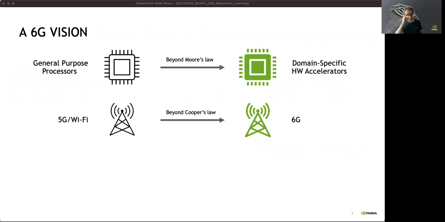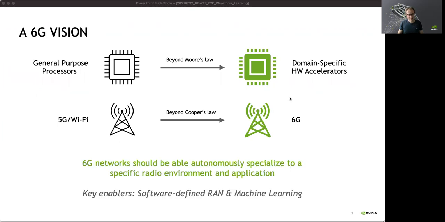Wireless communication systems are traditionally designed to work robustly in a wide variety of scenarios. And a bit like a general purpose processor, they can be seen as general purpose wireless bit pipes. Therefore, we believe that 6G systems should be able to specialize to the radio environment in which they are deployed and to the application they serve. And since this specialization must be automated, it can only be achieved through software-defined radio access networks and machine learning.